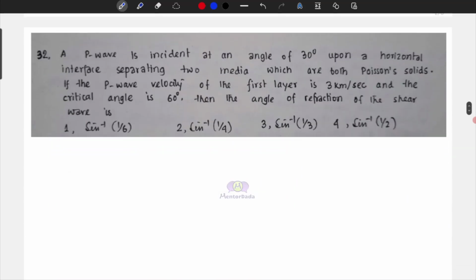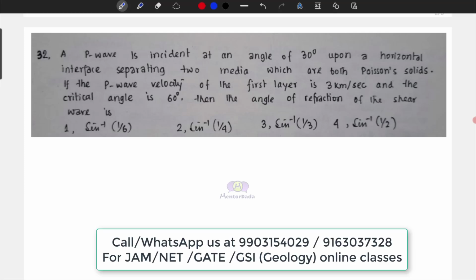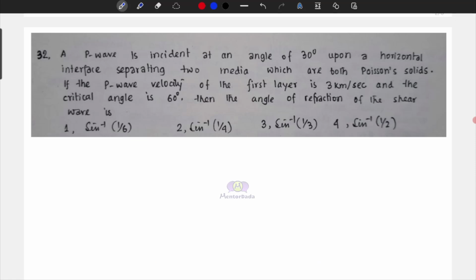This is the next problem, and it is from seismology. A P wave is incident at an angle of 30 degrees upon a horizontal interface separating two media which are both Poisson's solids. If the P wave velocity of the first layer is 3 km per second and the critical angle is 60 degrees, then the angle of refraction of the shear wave is dash. You have to choose the correct option.